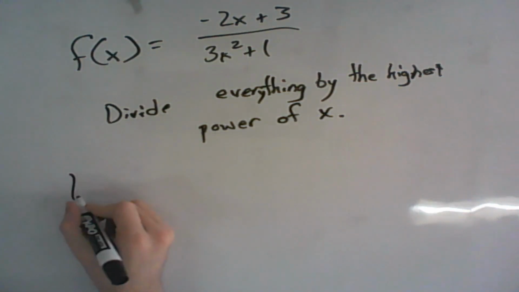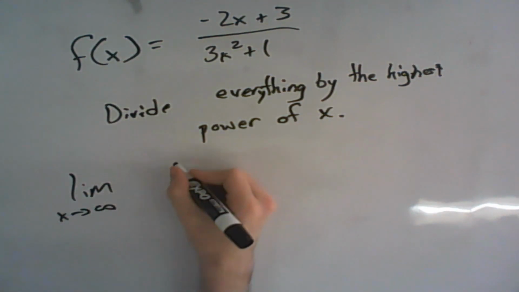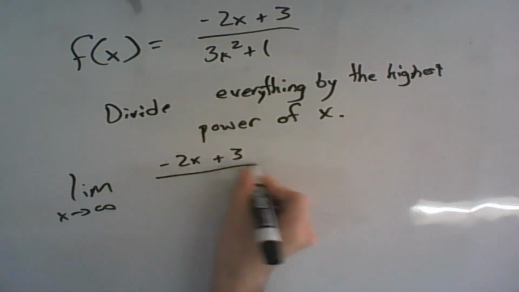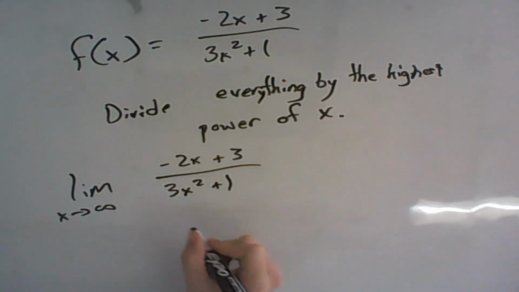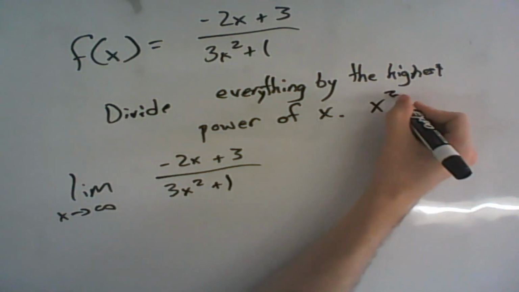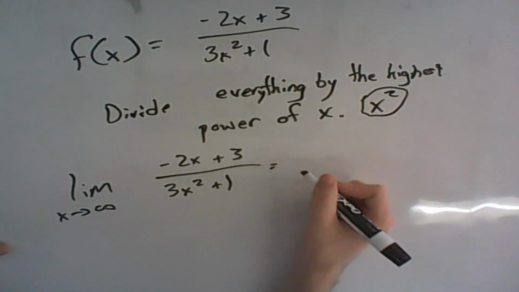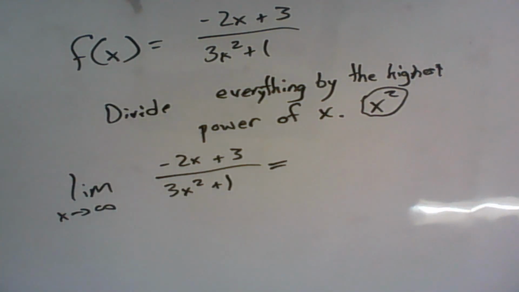Okay, so we would get the limit as x approaches infinity of negative 2x plus 3 over 3x squared plus 1. So what's our largest power? In this case it is x squared, right there. So what we're going to do, apologies, I'm going to move over here. So we have our equal sign.